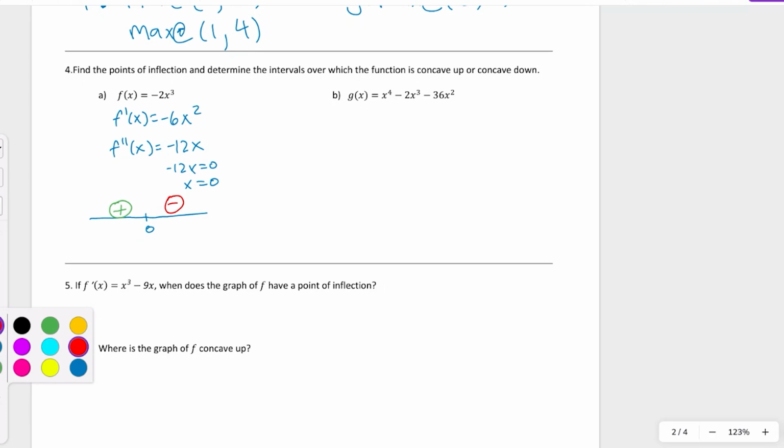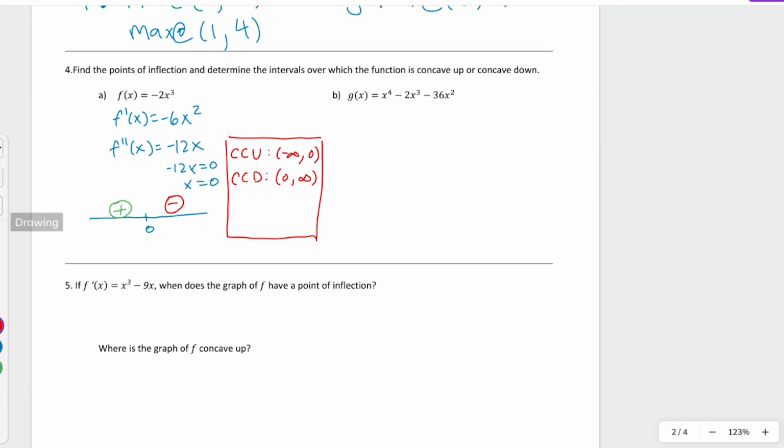Let's see, how should I write this? I'm going to make a little answer box right here for me. I'm going to say it's concave up between negative infinity and 0, concave down between 0 and infinity, and then I've got an inflection point, or maybe I should say a point of inflection. So point of inflection at x equals 0. And that's because the concavity changes there.